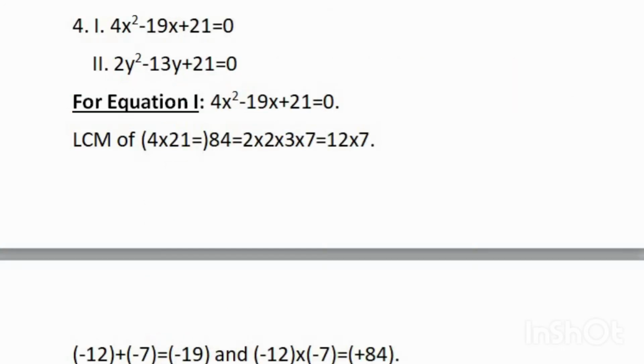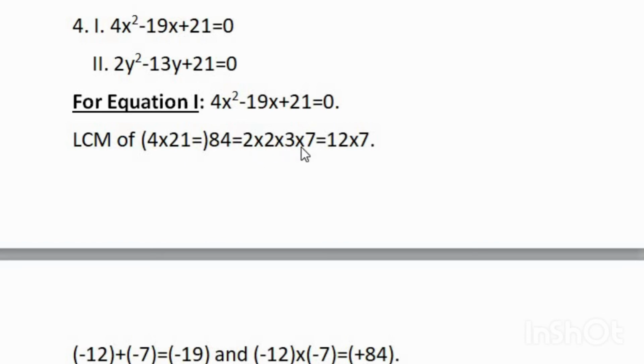Okay. In the fourth question, the equations are 4x square minus 19x plus 21 equal to 0, and 2y square minus 13y plus 21 equal to 0. Now considering equation 1, what we have to do? Multiply 21 into 4. Answer is 84. So you have to take the LCM of 84.